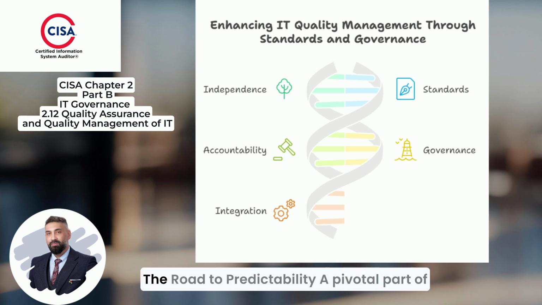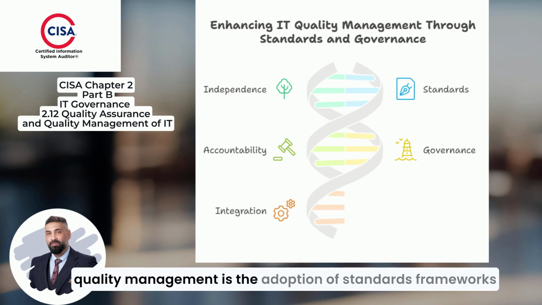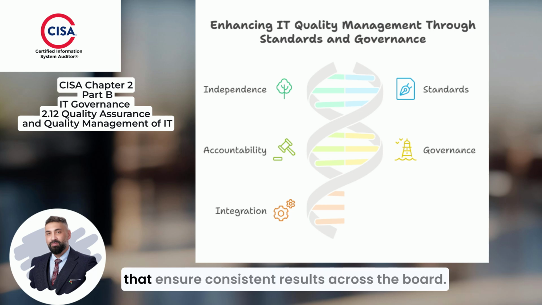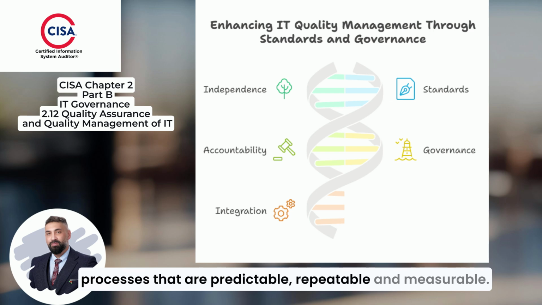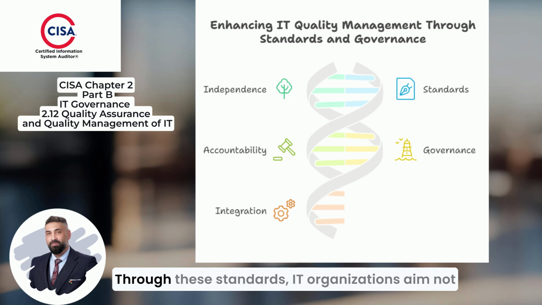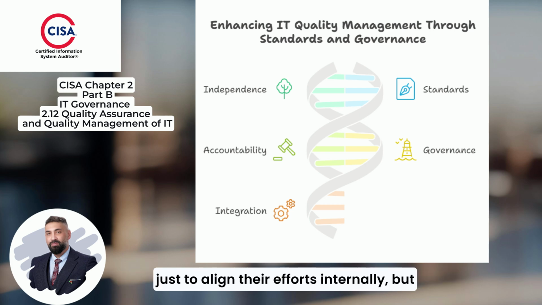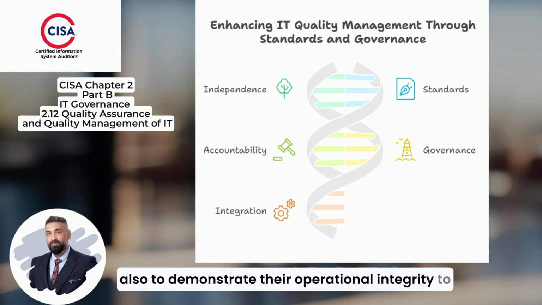Guided by standards, the road to predictability. A pivotal part of quality management is the adoption of standards, frameworks that ensure consistent results across the board. Consider standards like ISO, CMMI, or COBIT. These are the navigational charts for driving IT processes that are predictable, repeatable, and measurable. Through these standards, IT organizations aim not just to align their efforts internally, but also to demonstrate their operational integrity to customers, stakeholders, and auditors.